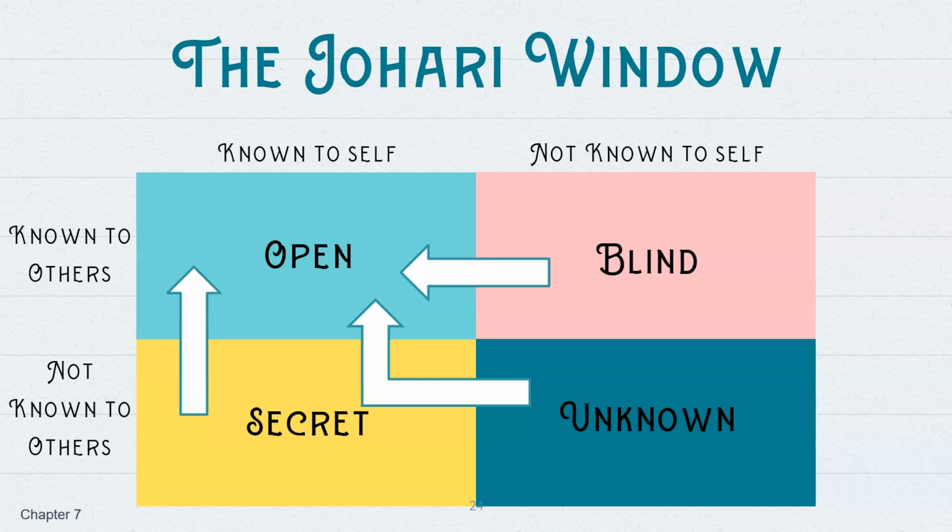And as you disclose more information, then the open pane becomes larger and the secret pane becomes smaller.